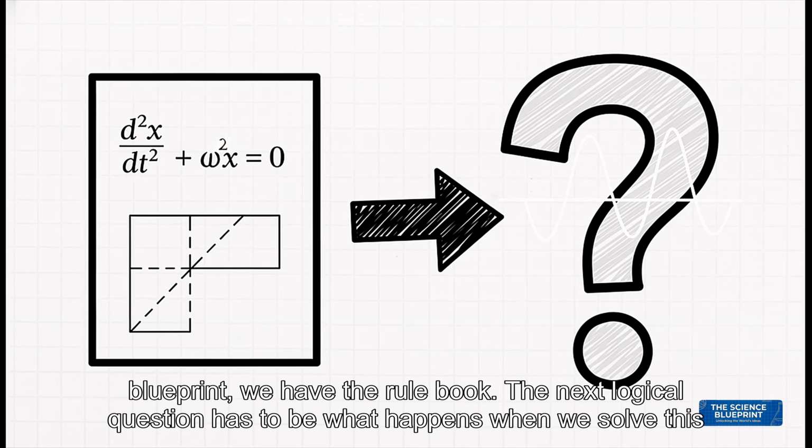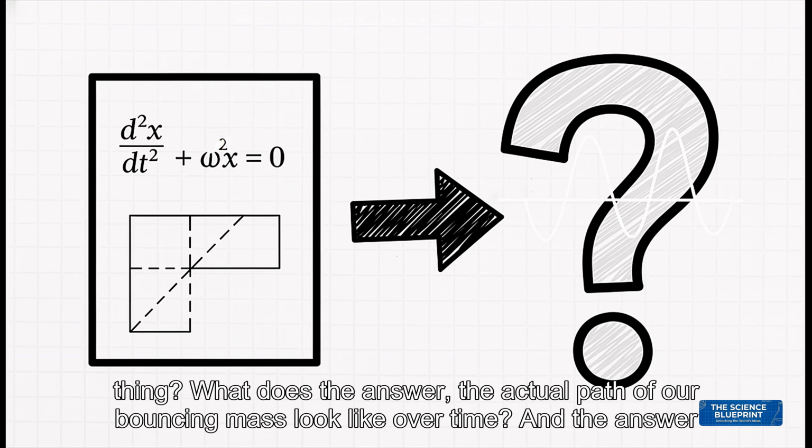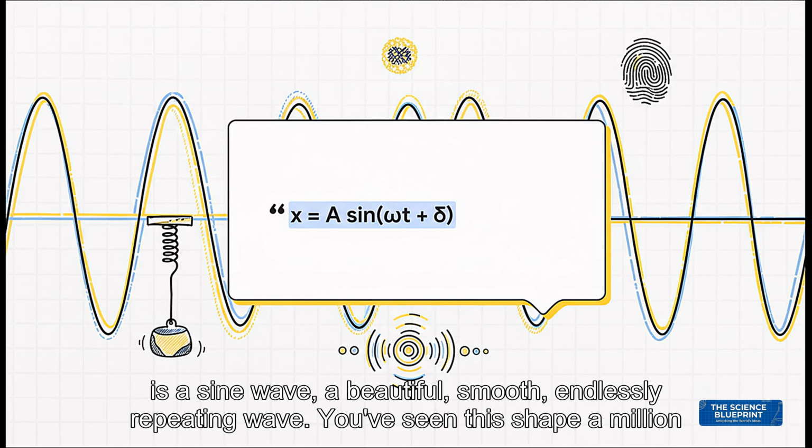So we have the blueprint. We have the rule book. The next logical question has to be, what happens when we solve this thing? What does the answer, the actual path of our bouncing mass, look like over time? And the answer is a sine wave, a beautiful, smooth, endlessly repeating wave.